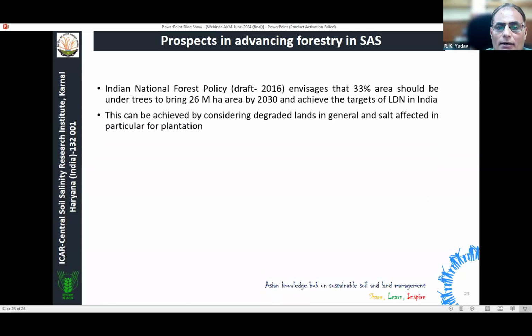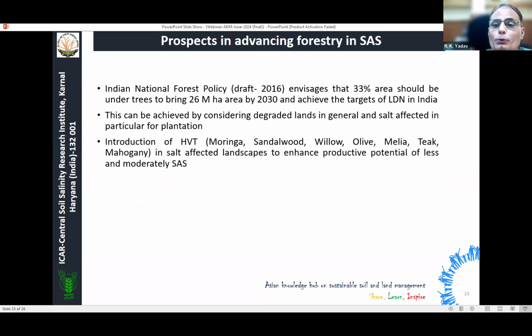So we can say the marginal landscapes, or the particularly sought after landscapes, have the edge to bring these areas under tree cover. So that's why we can say there is scope to increase forestation, particularly of these soil affected soils. And then we have a prospect to introduce some high value trees. Previously we were doing some of the tree species which are highly tolerant, but we are now moving towards species that will give more to the farmers in aspects like biomass and other byproducts also.